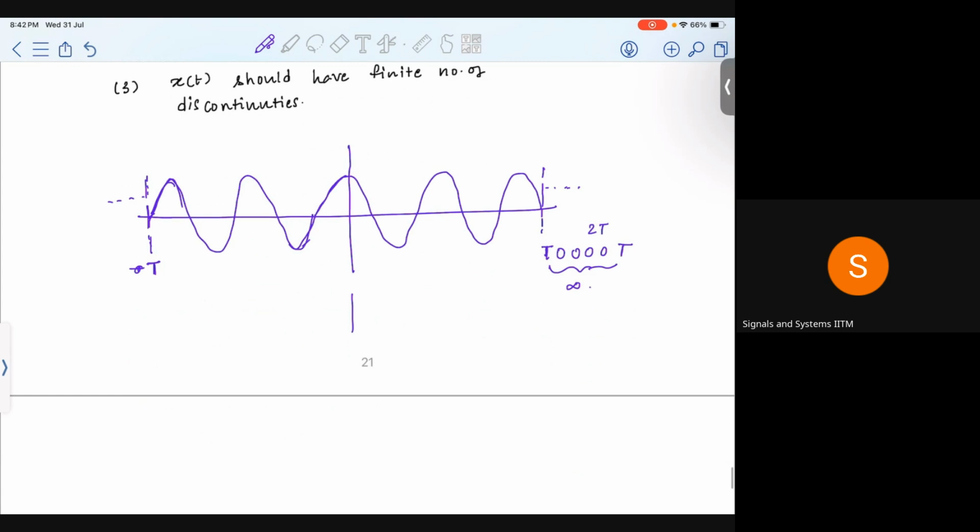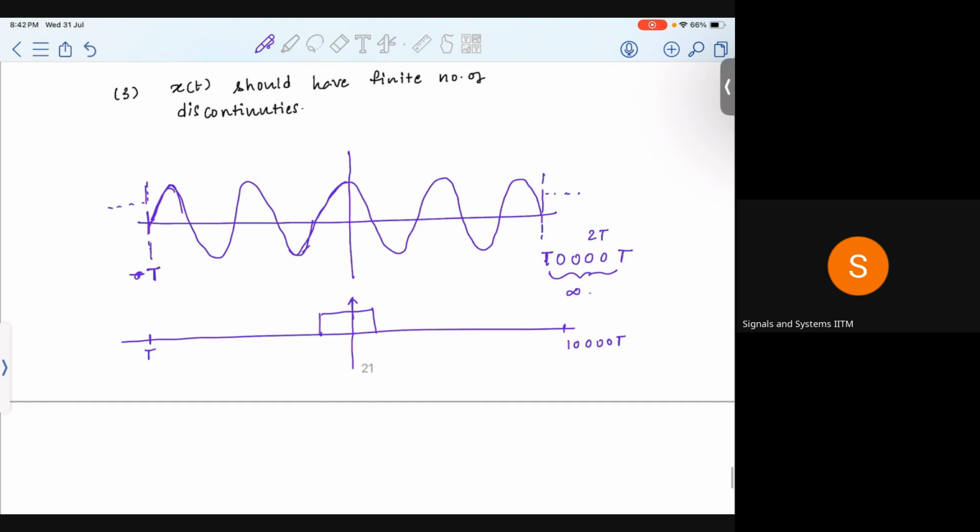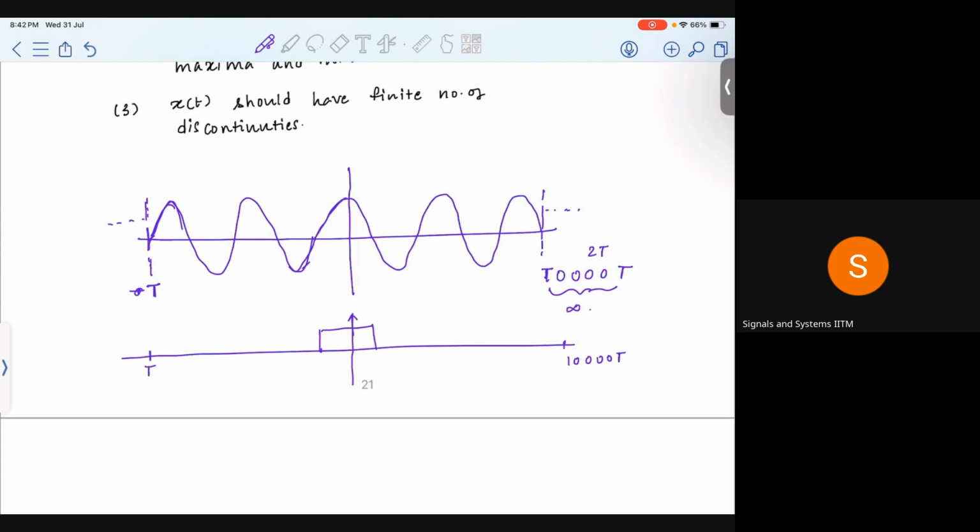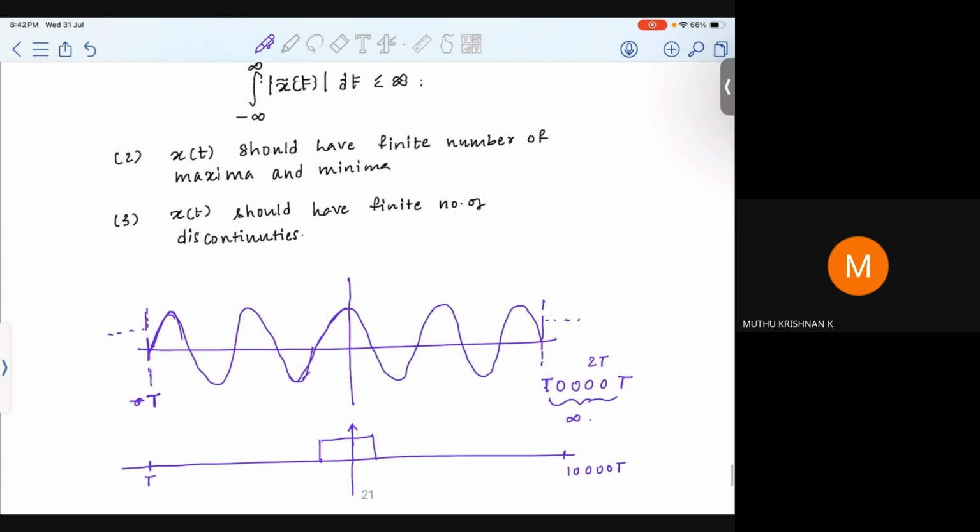But if you have something like this, maybe your start time of the system is t and your end time is maybe some 10,000 t, then definitely this will not have a Fourier series representation. So maybe your understanding about the real signal was a little incorrect. Think about it a bit.